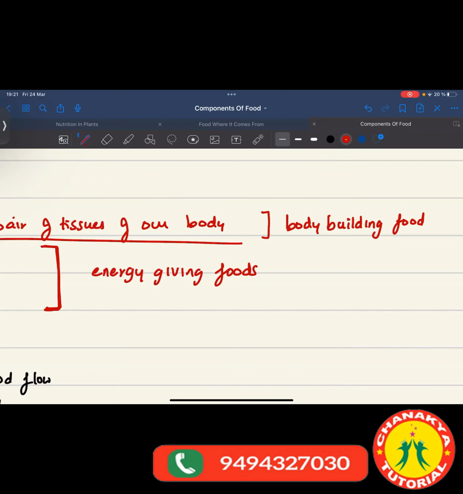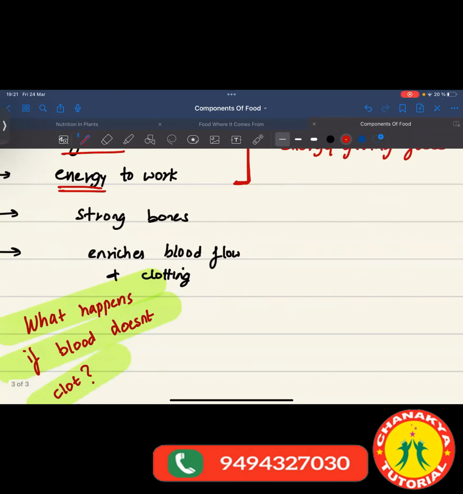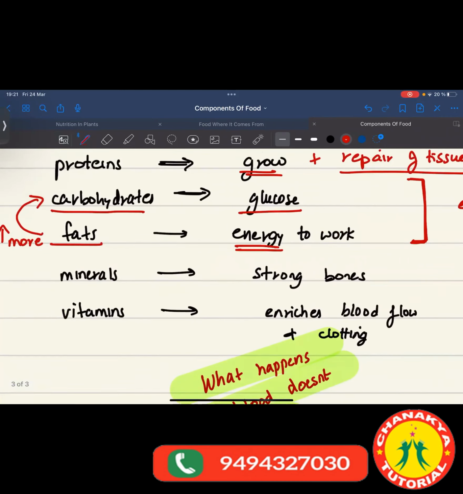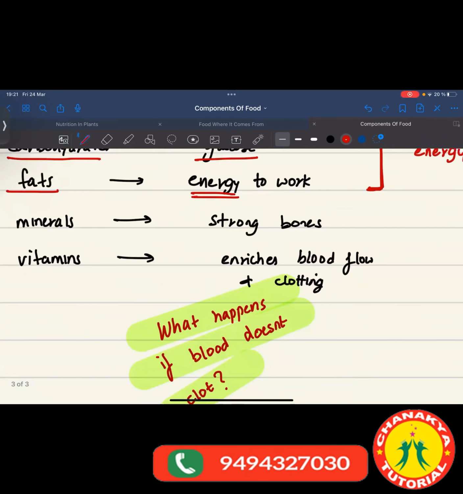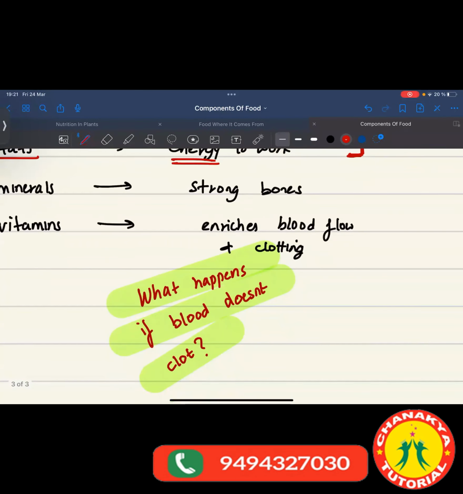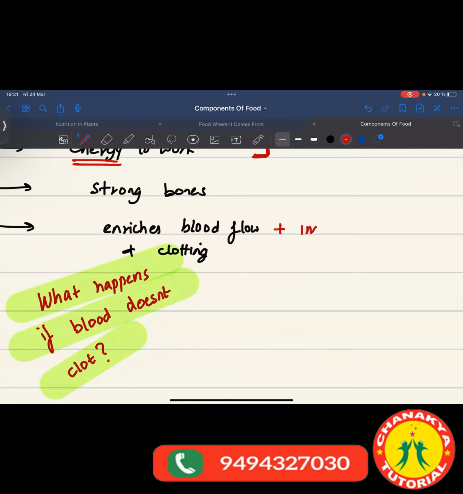Apart from proteins, carbohydrates, and fats, vitamins help us in protecting our body against diseases. Ashwat told you it enriches your blood flow. Other than blood, it also provides us immunity. Have you all heard this term, immunity? Yes, ma'am. Okay, what is immunity, Ashwat? You've heard this term, right? Do you know what it is?